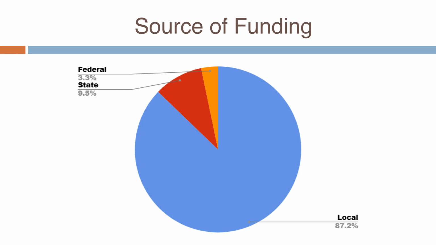The following pie chart represents our source of funding. As you can see, 87% is local. That is typical for school districts throughout the Colorado counties. We are heavily dependent upon local property taxes as a source of revenue for our operations.